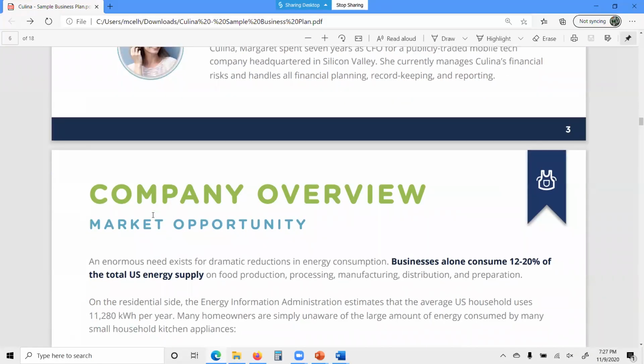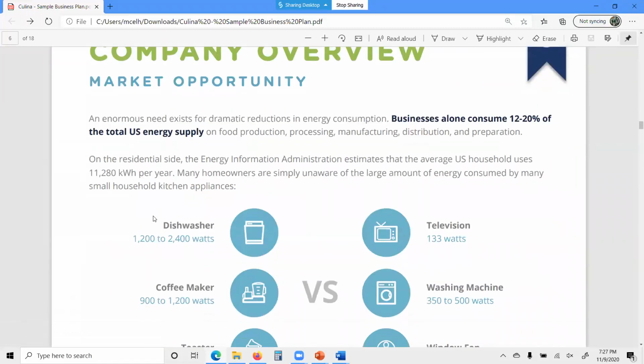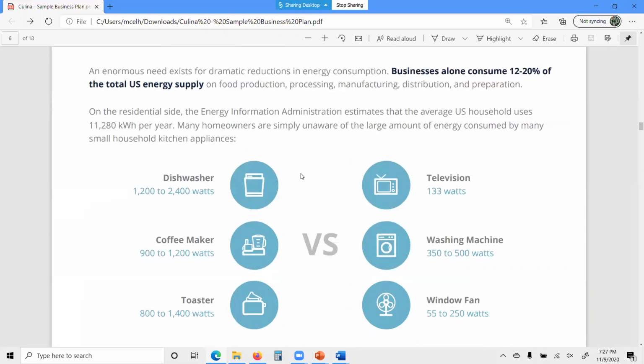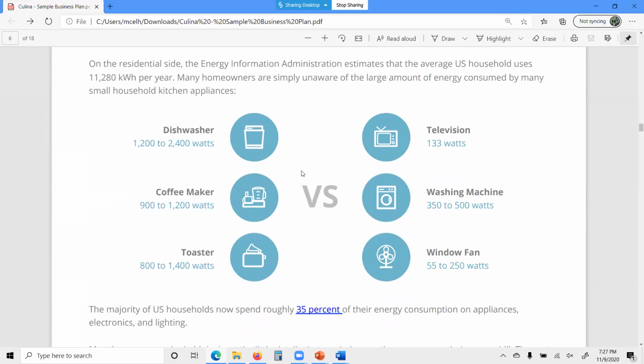So, company overview. They said exactly, for businesses alone, contain about 12 to 20% of energy supply. And they go into a discussion about residential. The font colors used here are a little bit unfortunate. Got a lot of light blues that don't project too well.